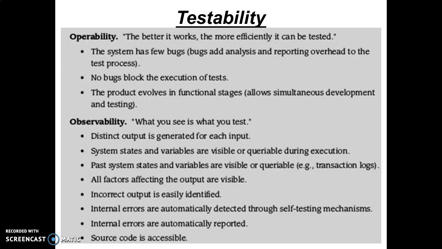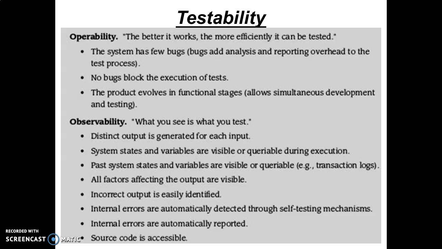Now some of the keywords are very important when we work with testing, and the first keyword is operability. It means the better it works, the more efficiently it can be tested. If your system is error-free, then you can test it well. The system has few bugs. Bugs add analysis and reporting overhead to the test process. No bugs block the execution of the test, and the product evolves in functional stages that allow simultaneous development and testing. The second important keyword is observability.